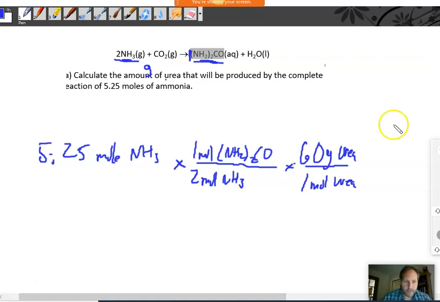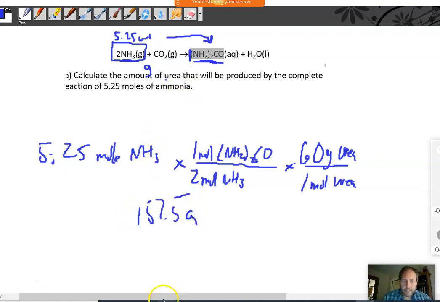Okay, so everybody understand what I'm doing here? So I give you information of this. I'm saying if I have 5.25 moles of this, so if I do this reaction and I'm starting with 5.25 moles of this, how much of this can I possibly make from that? So do the math. Let's see. You should get 157.5 grams. Technically 3 sig fig, so 158 grams. Okay? So that's basically how this works.